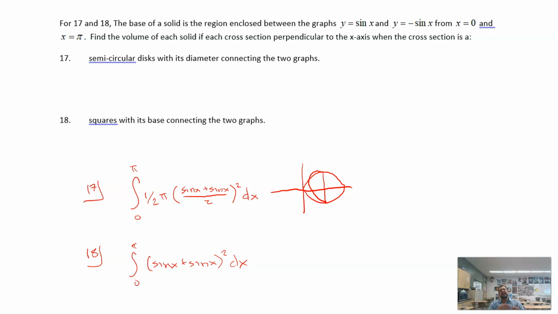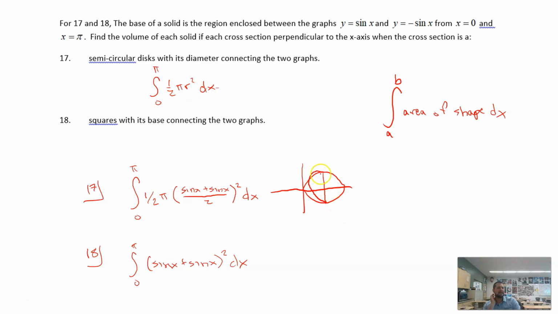Now on 17 and 18, we're going back to cross sections. If you remember, the way that we find the volume generated by a cross-section, which was your art project, is you do the integral from a to b of the area of the cross-sectional shape times dx. So on both of these we're going from 0 to pi. On a semicircular disk, we're going from 0 to pi of 1/2 times pi r squared, and then we have dx on the end.